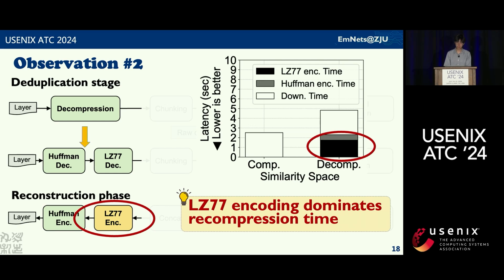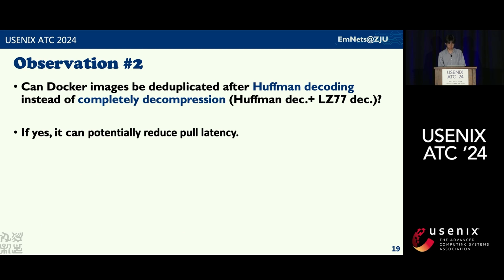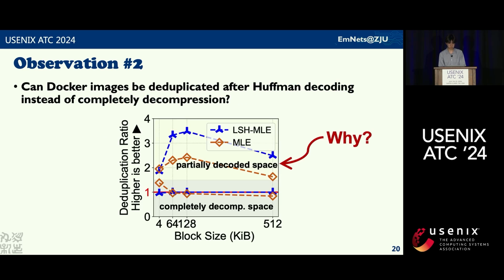To further investigate, we break down the pull latency. As the latency result shows, LZ77 encoding dominates recompression time during the image layer pulls. So this raises the question: can Docker images be deduplicated after Huffman decoding instead of completely decompressing, including Huffman decoding and LZ77 decoding? Such a method can enable image restoration only through Huffman encoding, thereby potentially reducing pull latency.